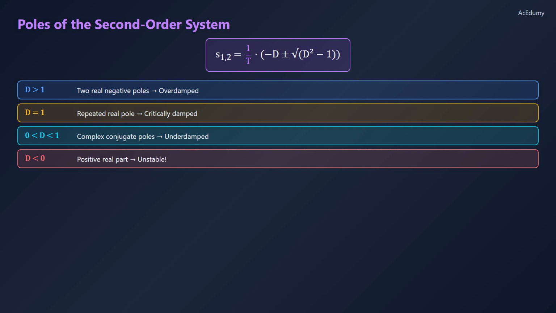The value of D determines the pole type. When D is greater than 1, both poles are real and negative, meaning stable. When D equals 1, we get a repeated real pole. When D is between 0 and 1, the poles are complex conjugates. And when D is negative, at least one pole has a positive real part, and the system is unstable.